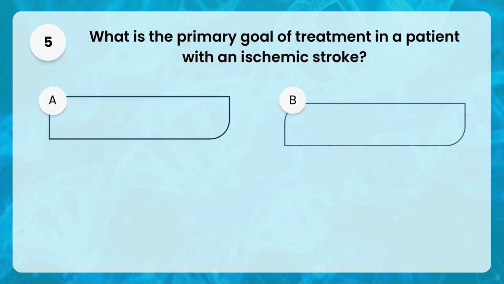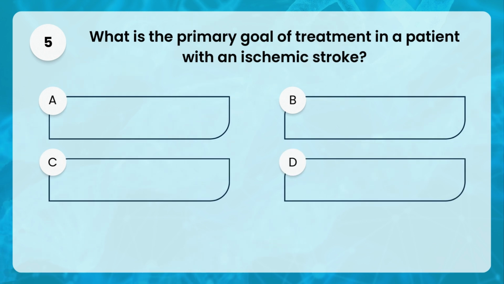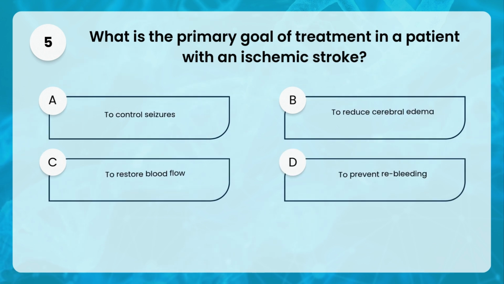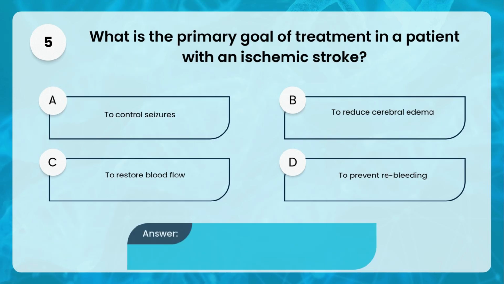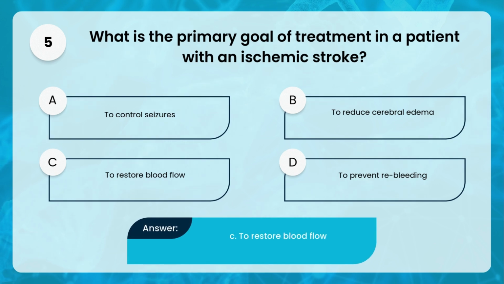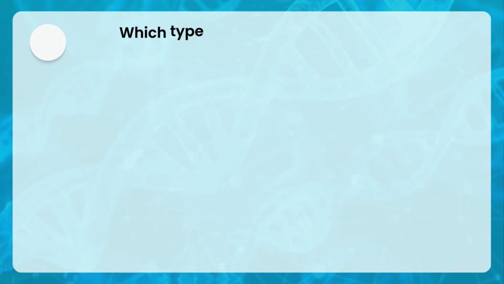Number 5. What is the primary goal of treatment in a patient with an ischemic stroke? A. To control seizures. B. To reduce cerebral edema. C. To restore blood flow. Or D. To prevent rebleeding. The answer is C. To restore blood flow.